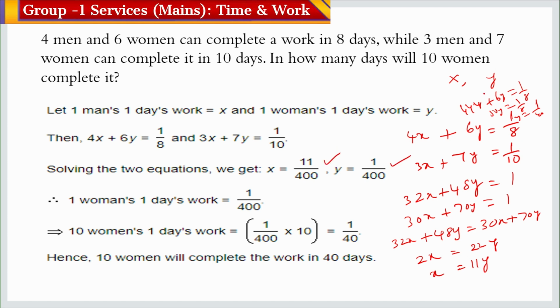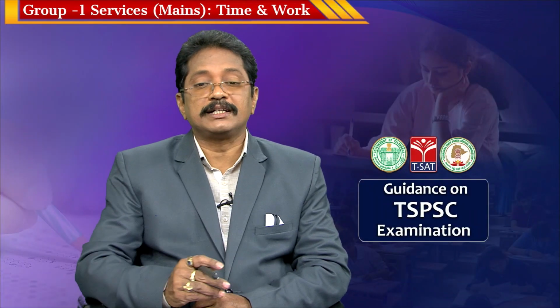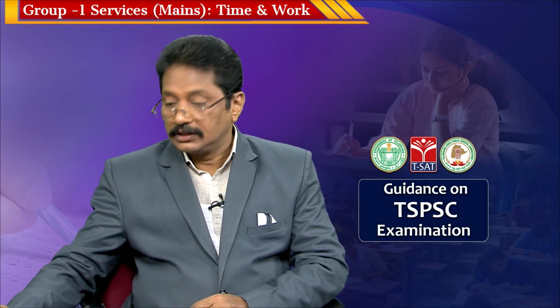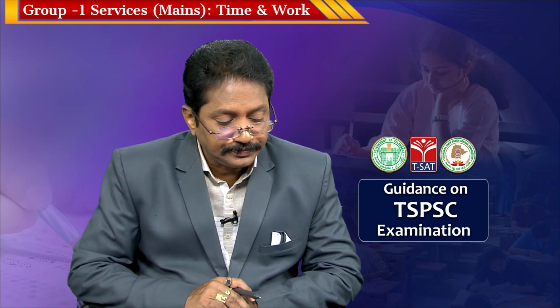So, what is y here? The work done by women in one day is 1 by 400, and 10 women can do the work in one day is 10 into 1 by 400, that is 1 by 40. Okay, 10 women can complete the work in how many days, means reciprocal of 1 by 40, that is 40 by 1, which is 40 days. Clear? So, the women can complete the work in 40 days. Now, shifting to the next question.